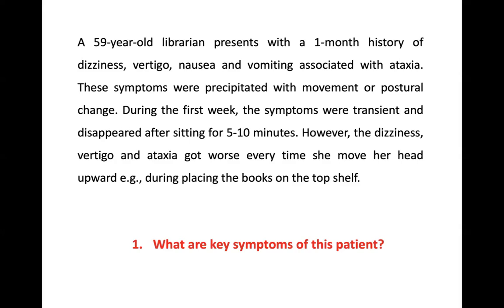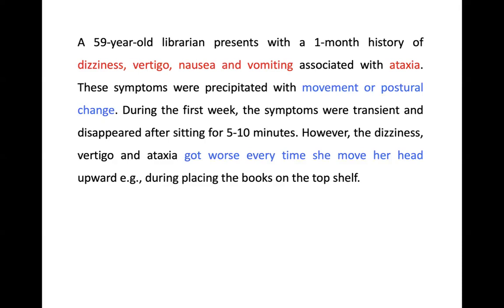Okay, so this is a very easy question, but it's important. When you look at the patients that come in, you have to list all the problems that they have. So like your friend's answer, the patient has dizziness, vertigo, nausea, vomiting, and ataxia also. These are the key symptoms. Then you continue to read, and you see that these symptoms were precipitated or got worse when the patient moves or changes posture, for example.